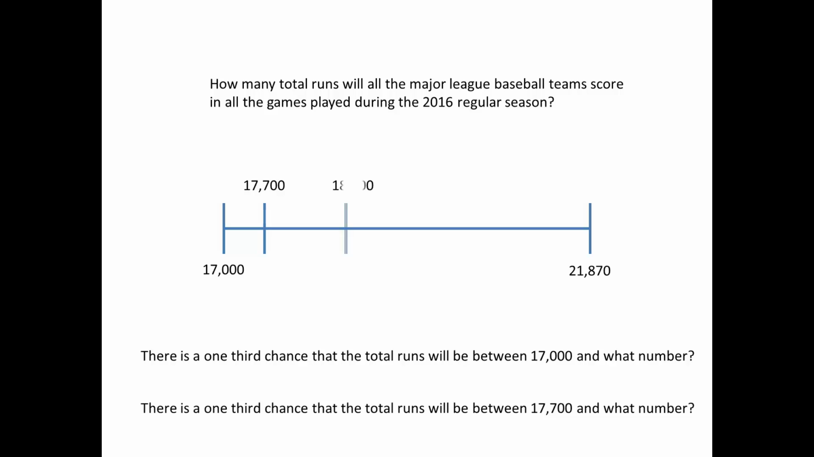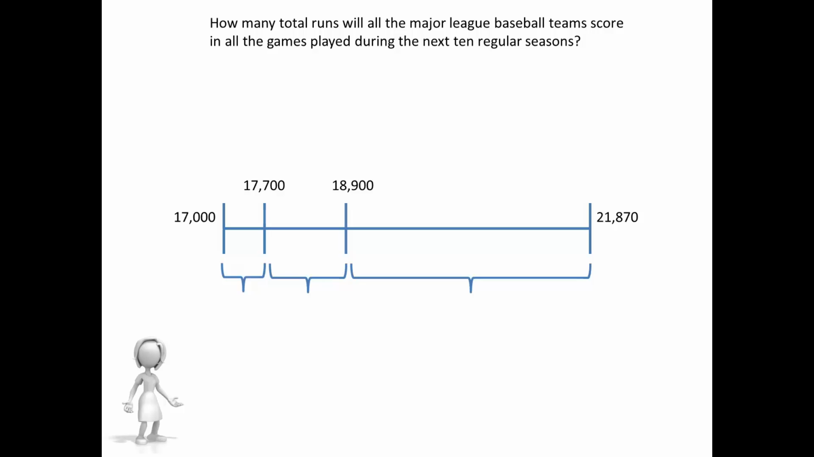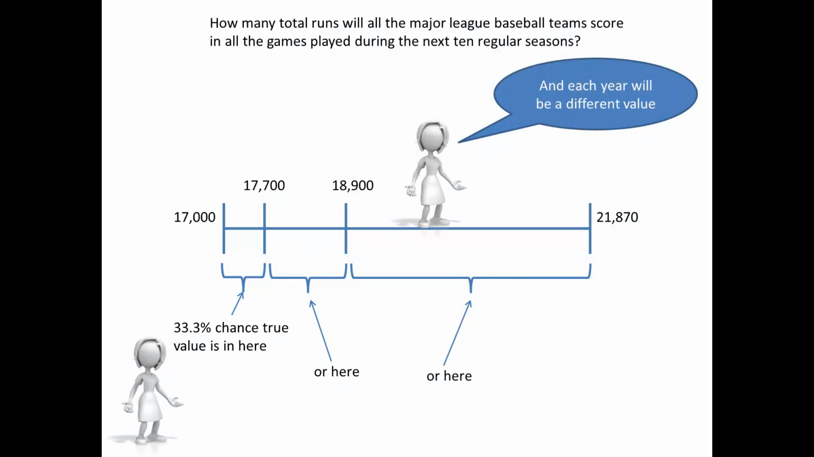Now we're looking for the next 1/3, and I thought there was a 1/3 chance that it was going to be between 17,700 and 18,900. So my 67th percentile was also skewed toward the lower end. What this is telling us now then is that there's a 1/3 chance that the actual number of runs would be in any one of these 3 intervals. We spent some time talking about that to make sure everybody was comfortable with these percentile values.